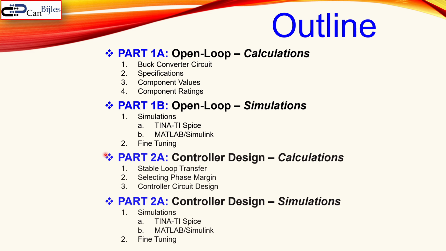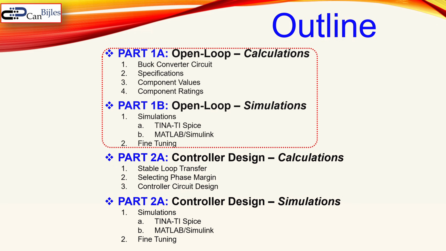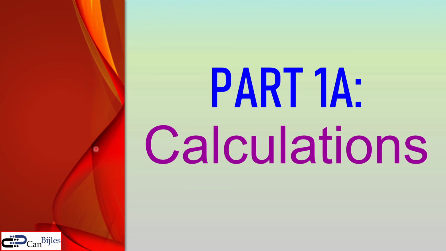In the next video, part 2, also divided in two parts, we will calculate the necessary component values for our controller. So we will also look at how we can make the loop stable and select the specific phase margin, and also design the controller circuit. And then again, simulating using MATLAB Simulink and also Tina TI SPICE, and where necessary we need to fine-tune. Okay, and this part is where we consider in this video. Now let's start with part 1a.